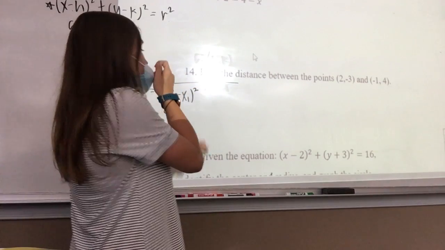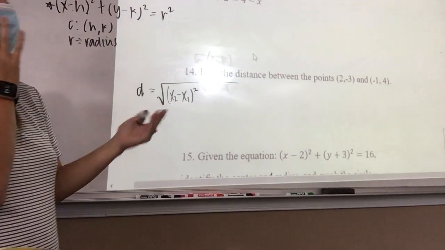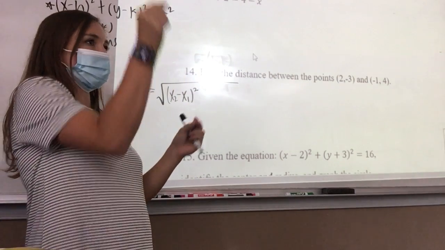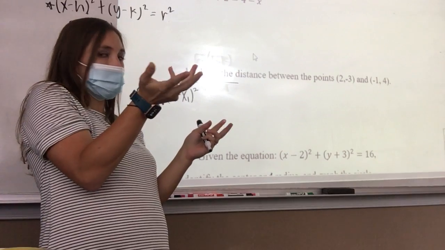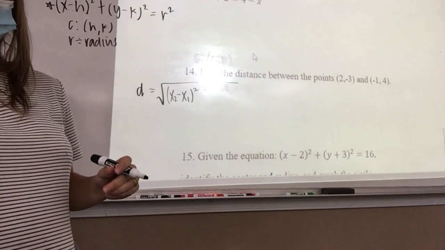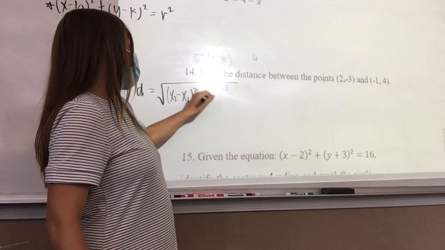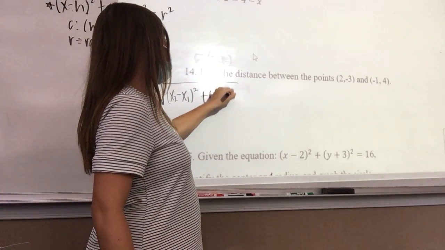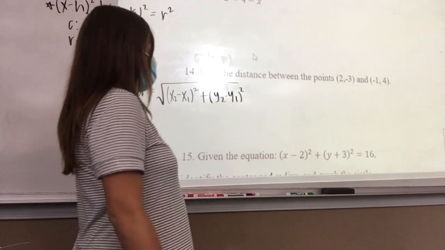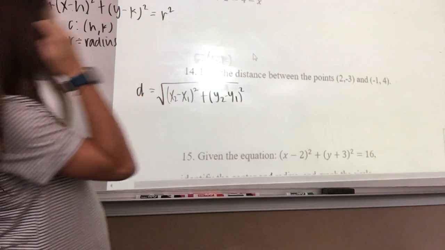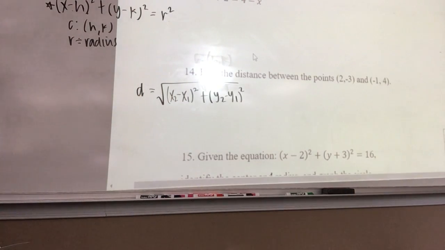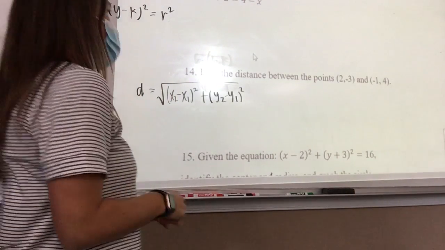So it's derived from the Pythagorean theorem. So if you wanted to plot these points and draw a triangle on your paper, you could. Or you can use this formula: the square root of x2 minus x1 squared plus y2 minus y1 squared. And you'll be given 2 points, and it's like find the distance between these 2 points.